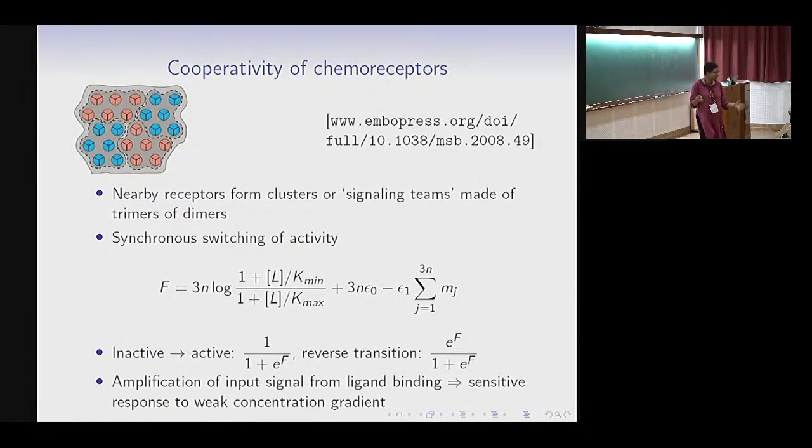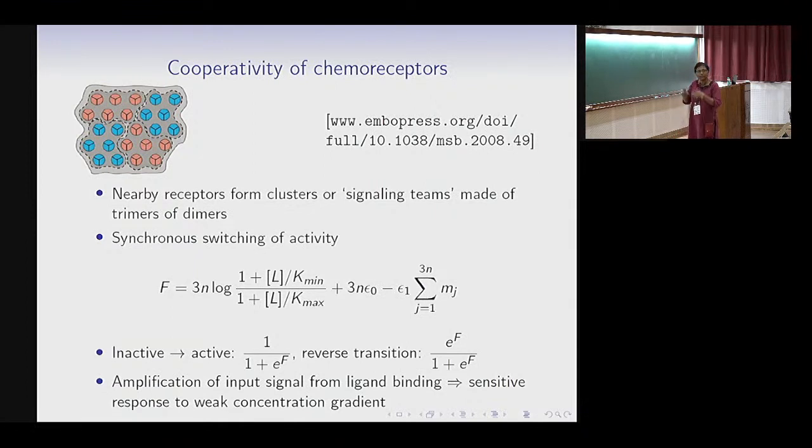One important aspect of this network is cooperativity shown by the chemoreceptors. These receptors which are present inside the cell are not present as monomers, they form dimers. Now three receptor dimers come together to form a trimer of dimers. And a few of such trimers of dimers form a signaling team, or we call them a receptor cluster. And all the receptors which are part of one cluster switch their activity together. So the free energy for a whole cluster is just the sum of the free energy of all the constituent receptor TDs, trimers of dimers. And this is written like this.